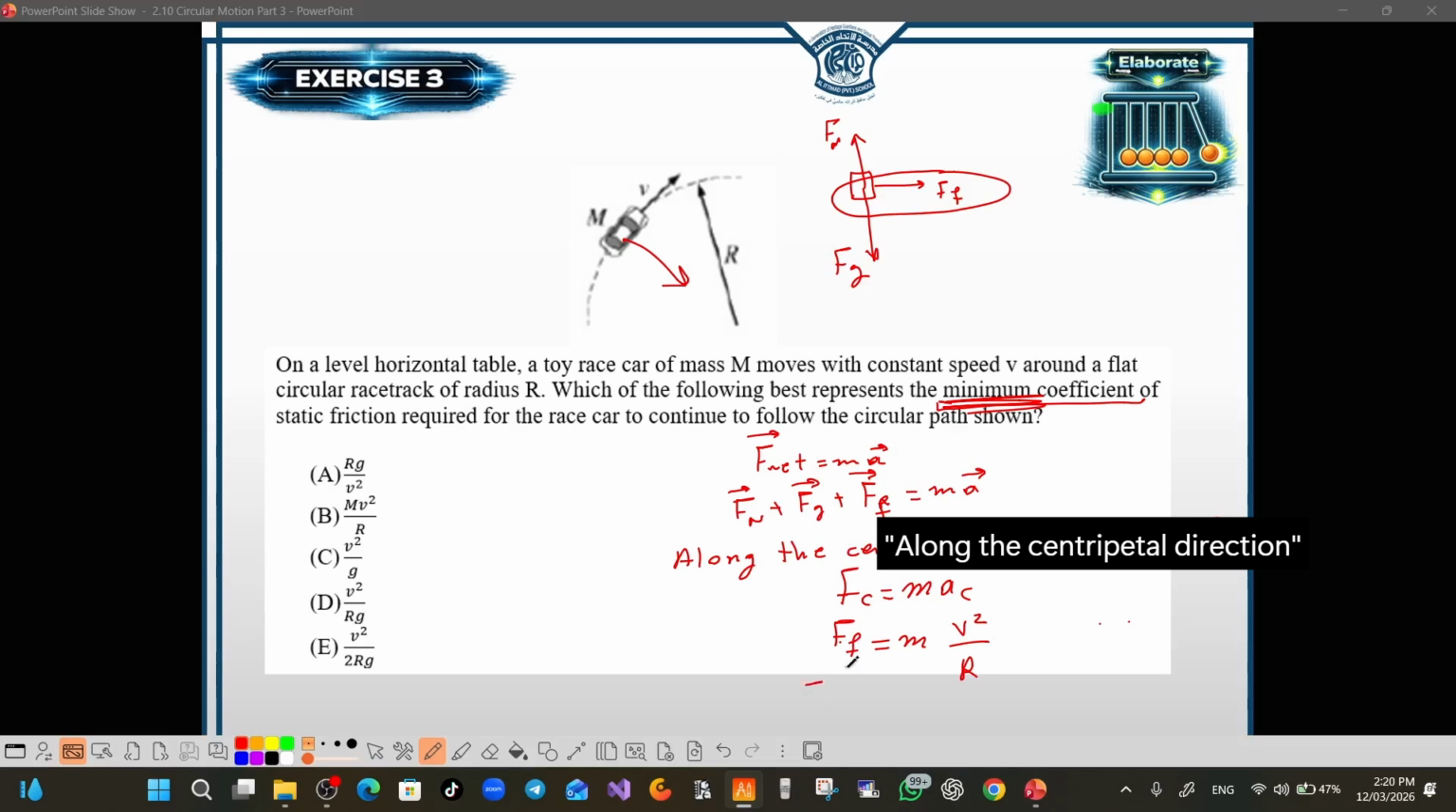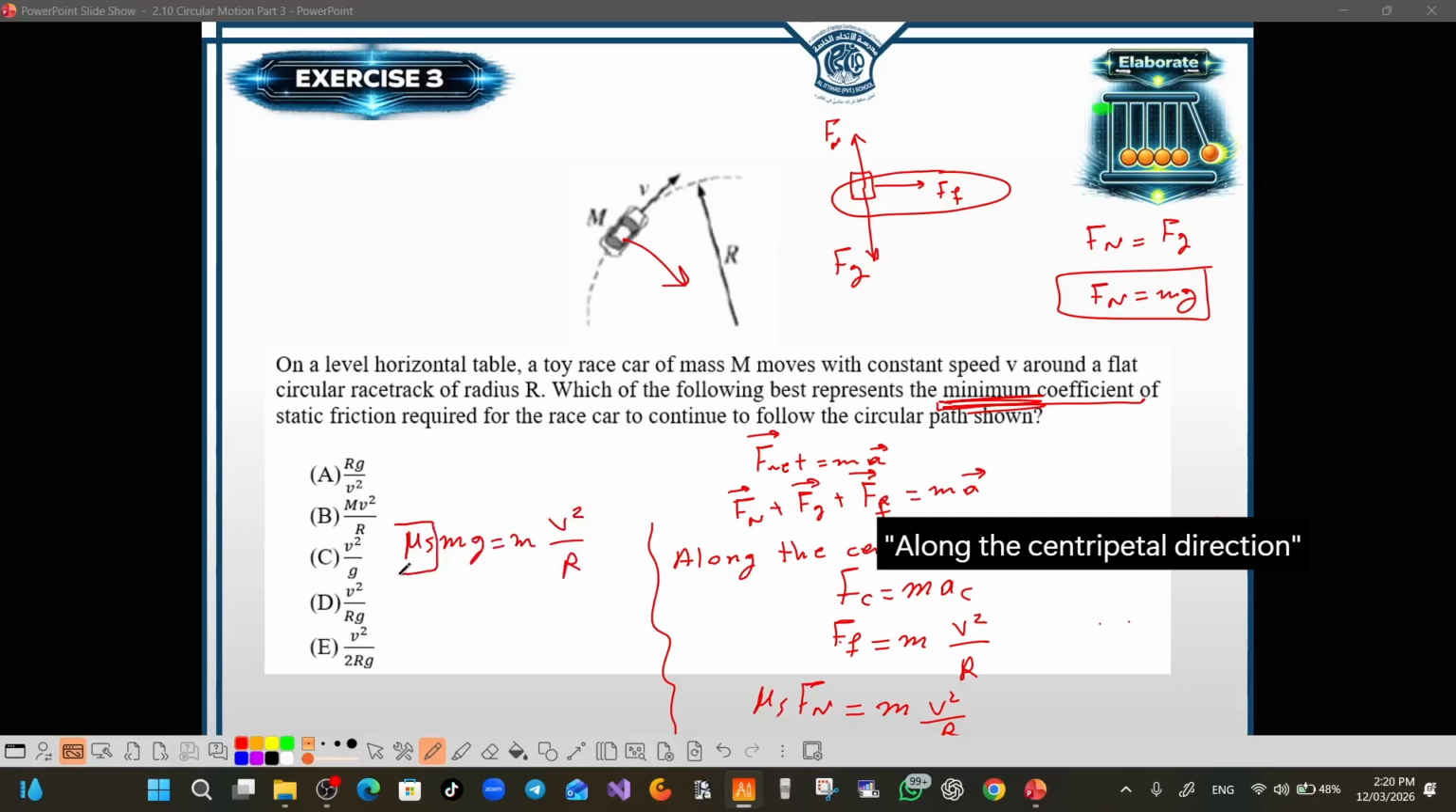So we can write Ff to be Fn times mu s, static friction, equals mv squared over r. Now Fn is missing here, so we can find it via the vertical axis. Fn is parallel with the Fg, and Fn is equal to mg. So let's substitute it back in this equation. So mu s mg equals mv squared over r.